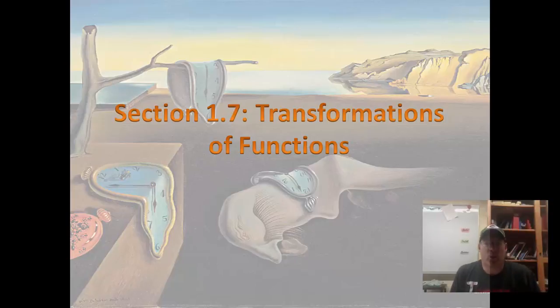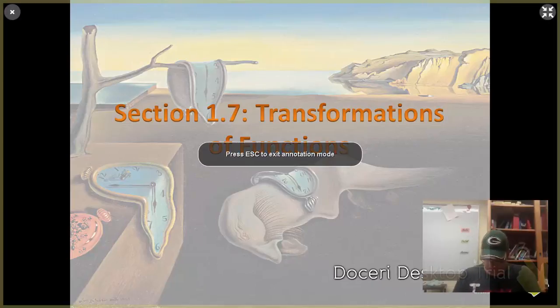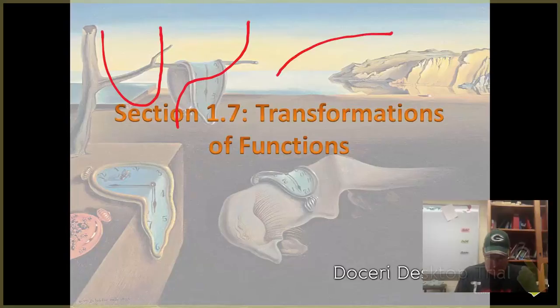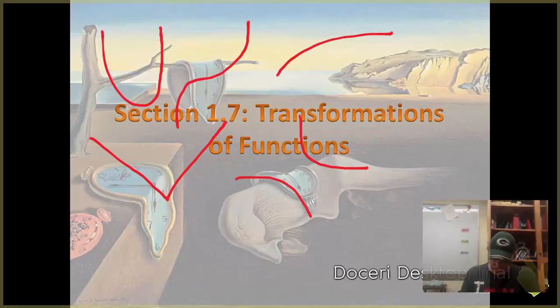Alright, we are on section 1.7, which is transformations of functions. In section 1.6, we learned what the parent functions were. We had the square graph, the cube graph, the square root graph, the absolute value graph, the reciprocal graph, and we also had the step function. We're not going to be worrying about the step function much in this section. Those are the main five.